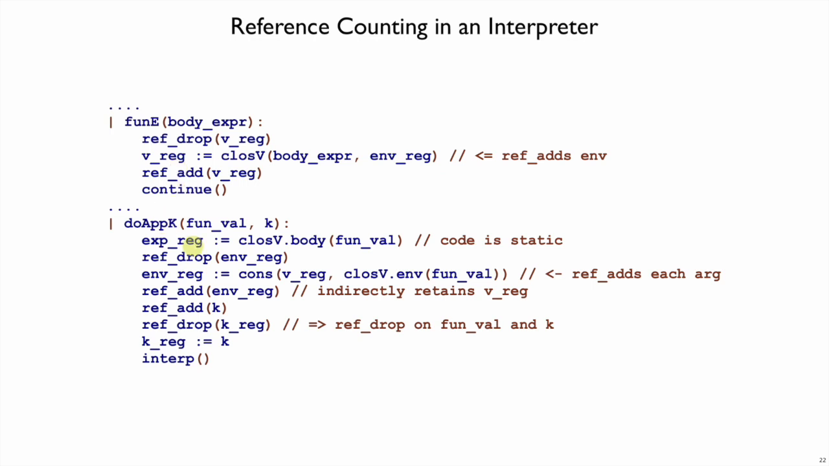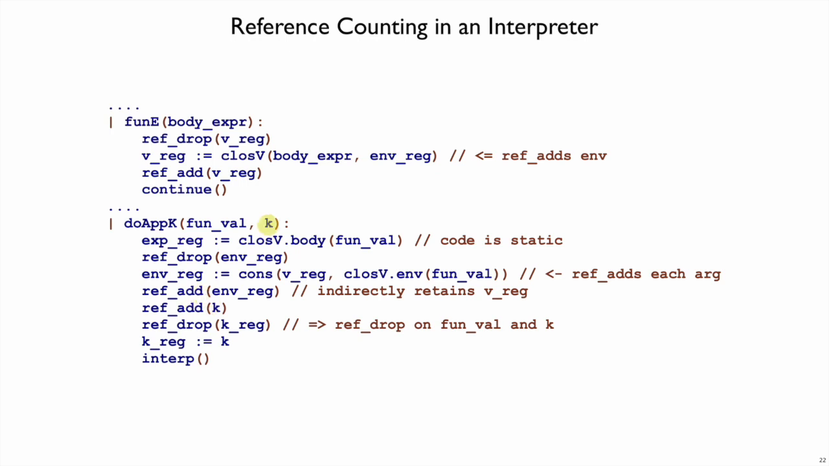If we look at doapp here, we are going to replace the expression register. Again, the code is static, so we don't have to worry about it. But the next thing is that we're going to replace the environment with one extended from the closure's environment. So we stop referring to the old environment object with a reference decrement here. Then we create the new environment record indirectly. That's going to internally bump the reference count on the value and the closure's environment that this new environment is referring to. And since we put that into mvreg, then we increment the reference count there.